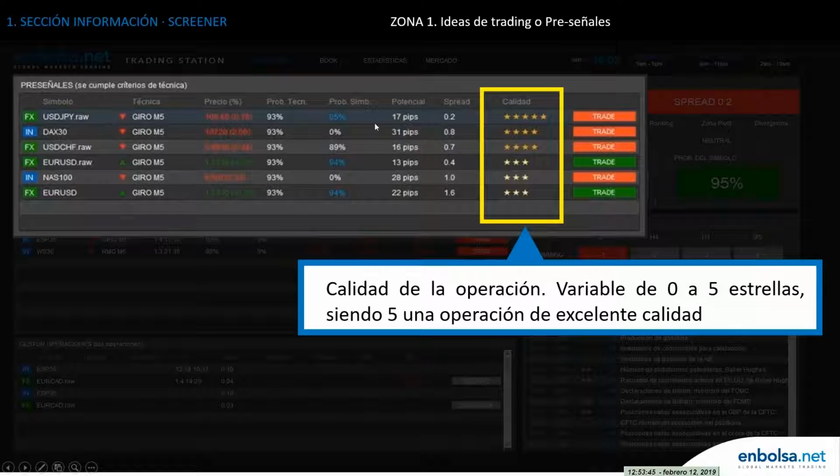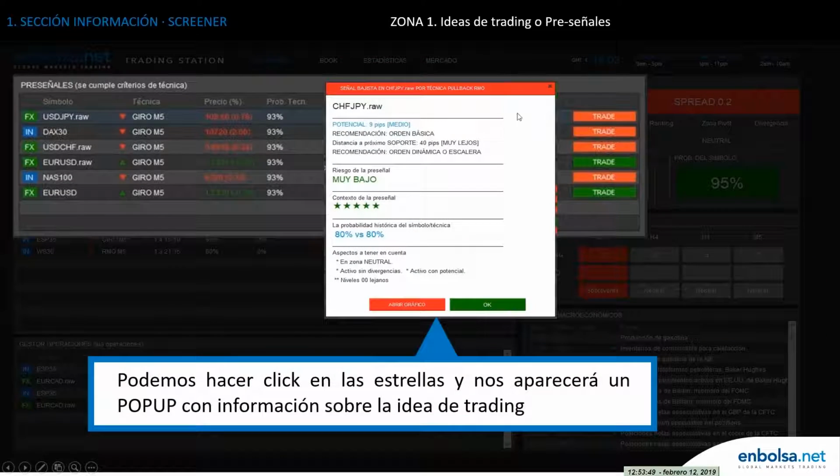Once we detect the quality, we can click on it, and just by doing it, a pop-up will appear. In this pop-up, we can get some relevant information about the potential of the instrument. This is a low, medium, or high one. Taking into account the potential, the tool will recommend us one type of order or another. It also informs us of the distance to the next support level.